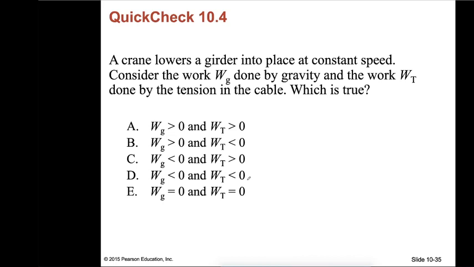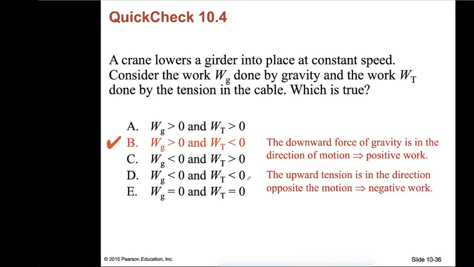Okay, so there are some examples, so you can do it by yourself.